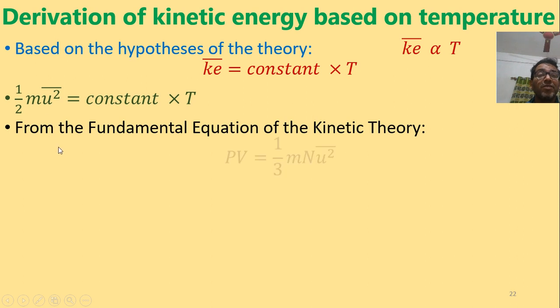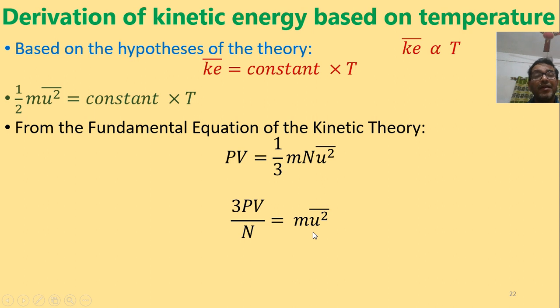From the fundamental equation of the kinetic theory, which we got in the previous slide, PV is equal to 1/3 m N u square bar. So 3PV by N is equal to m u square. We have to arrange it so that we get half m u square bar equal to a constant into T. So now we write 3PV by small n and Ne. What is this small n and Ne?